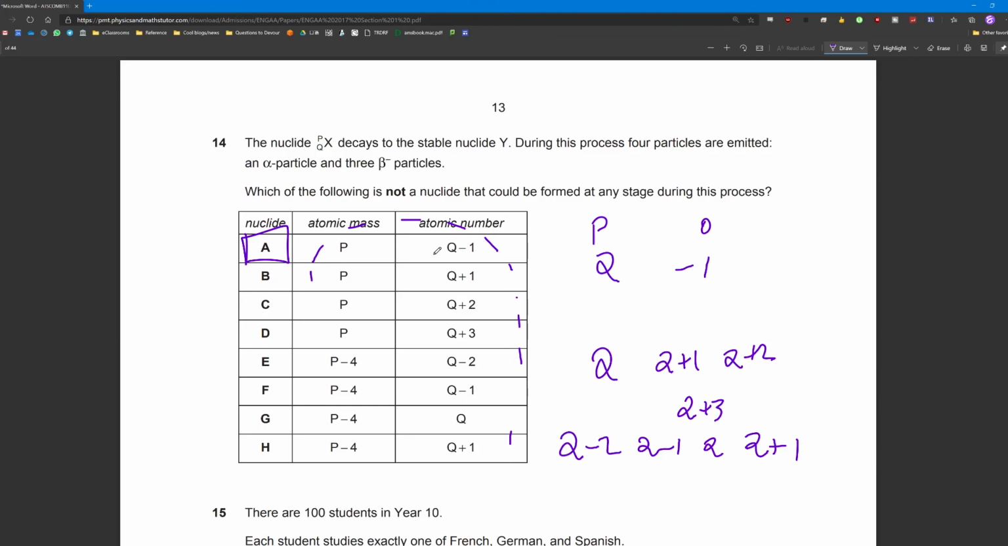But Q minus 1 is simply wrong because you would expect Q to be here if the pattern continued. At the same time, you would understand that this is incorrect because Q can never increase only on beta decays. Atomic number can never increase only on beta decays. Proton number can never increase only on beta decays. That's it.